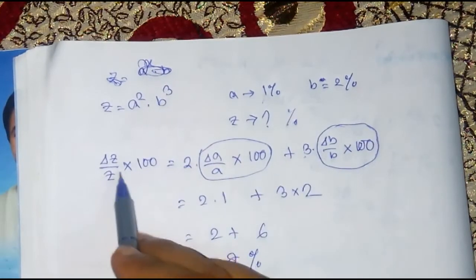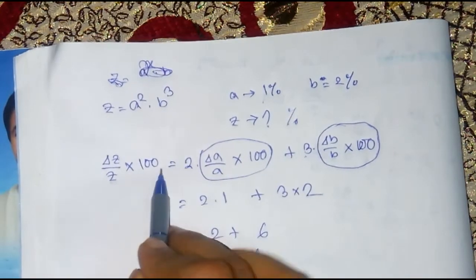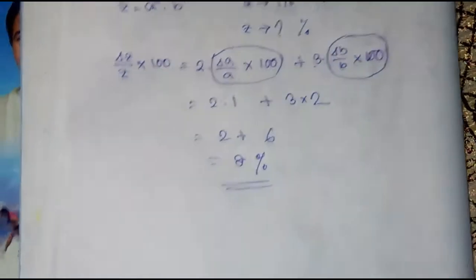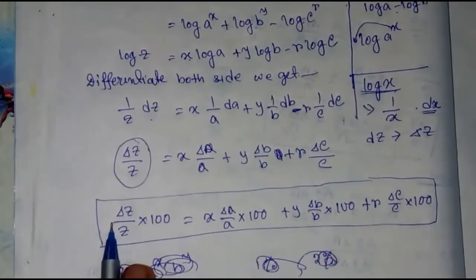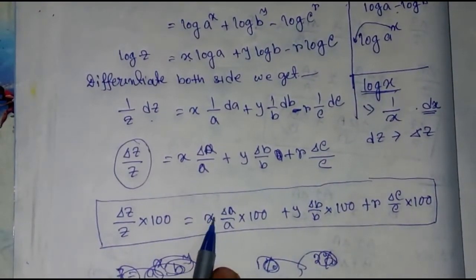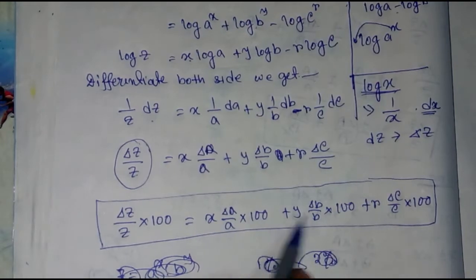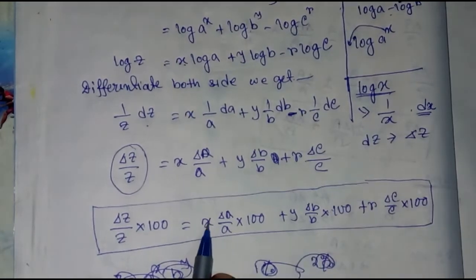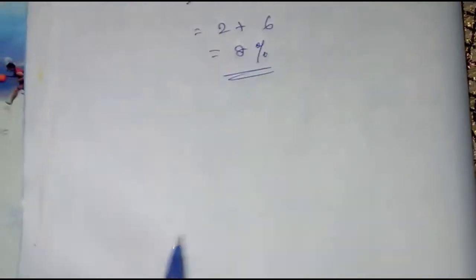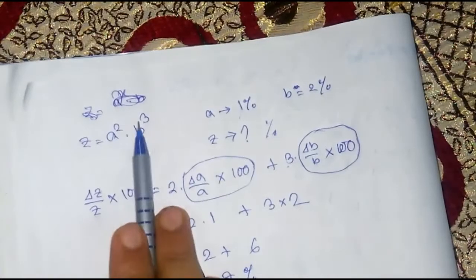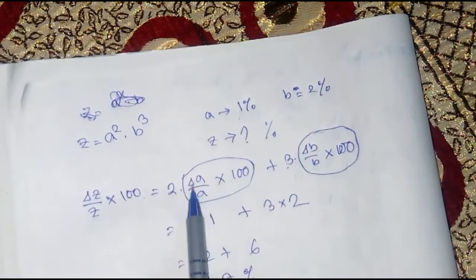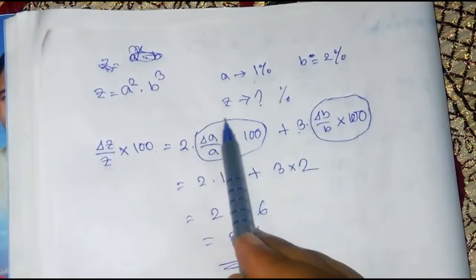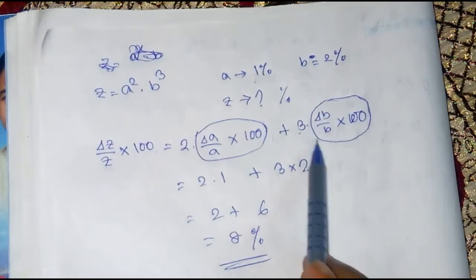Okay, so we know the formula that del z by z into 100 is equal to x into del a by a into 100 plus y into del b by b into 100 and so on. So x, y, and r will be the powers. So here the powers are 2 and 3. So I have written 2 into del a by a into 100 and 3 into del b by b into 100. So this is the percentage error of a and this is the percentage error of b.